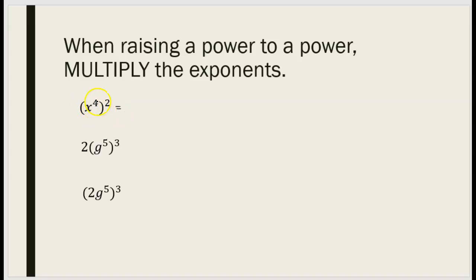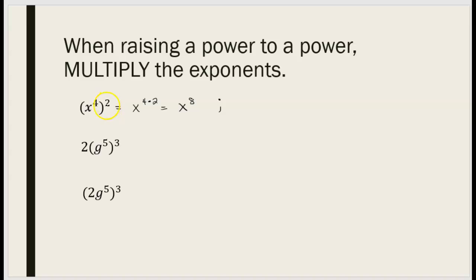I'm raising a power, x to the fourth, to another power or an exponent, so that means I multiply those two exponents together. So this becomes x to the 4 times 2 power. Now remember, last time we were adding, this time we're going to be multiplying these. So 4 times 2 is 8, so x is going to be raised to the 8th power. Now let me show you why this is the case, okay?